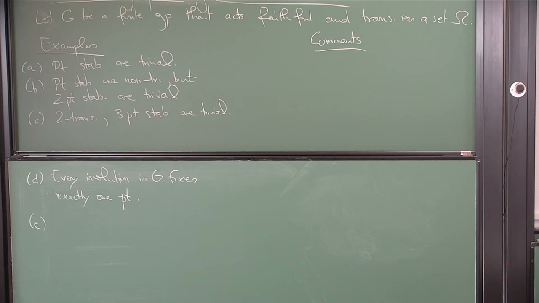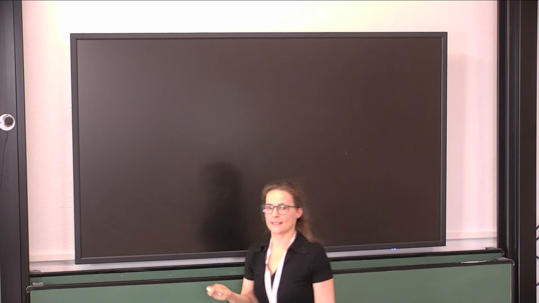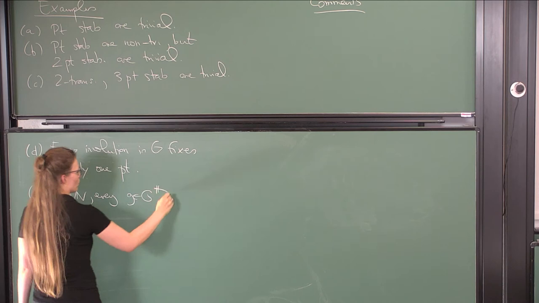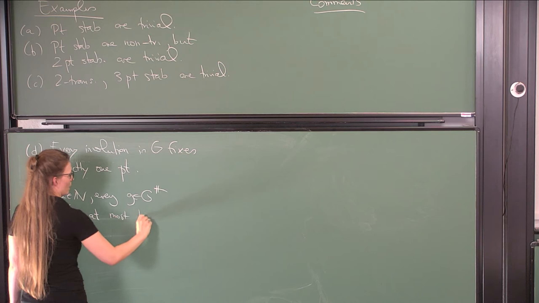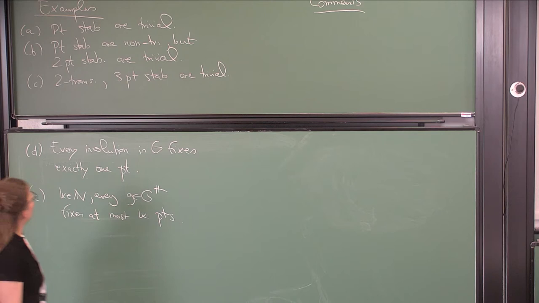Maybe a final one. Let's be courageous and just limit the number of fixed points overall. Let's just say we have a number k, and every non-trivial group element fixes at most k points. And that's another constraint. This means all elements in G that are non-trivial, that's this little sharp thing, fix at most k points. Okay, lots of constraints. And maybe we know some of them. Okay. All right, so let's see.